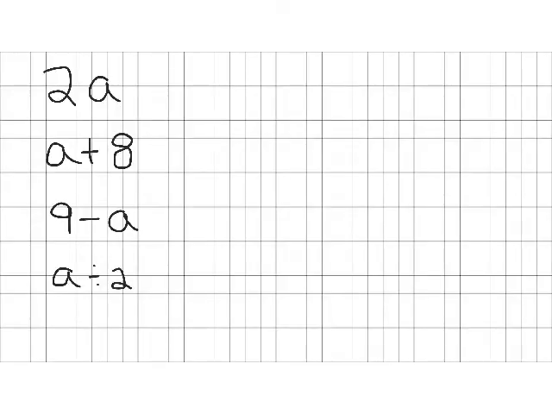All right, so I've written 4 expressions down here. First one is 2a, a plus 8, 9 minus a, and a divided by 2. So right now there isn't really much for me to do with any of these, but if I tell you that a is equivalent to 4, so maybe a stands for apples, and I've told you that there are 4 apples, then we could plug in 4 for a for each expression to figure out what it equals.